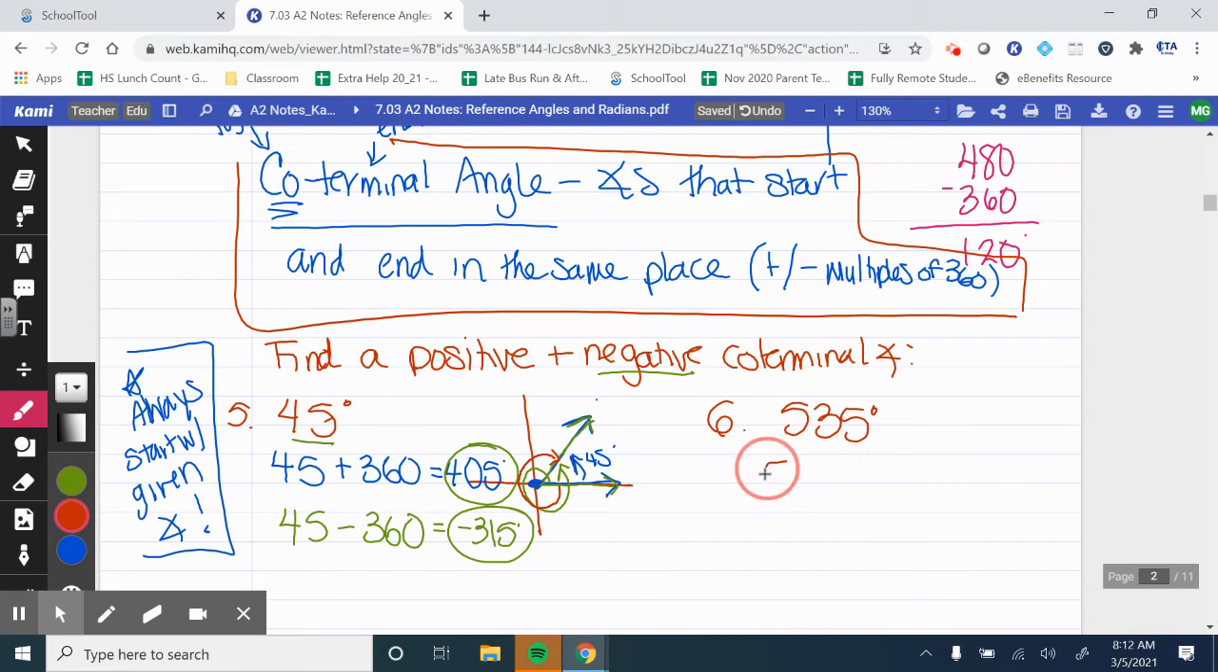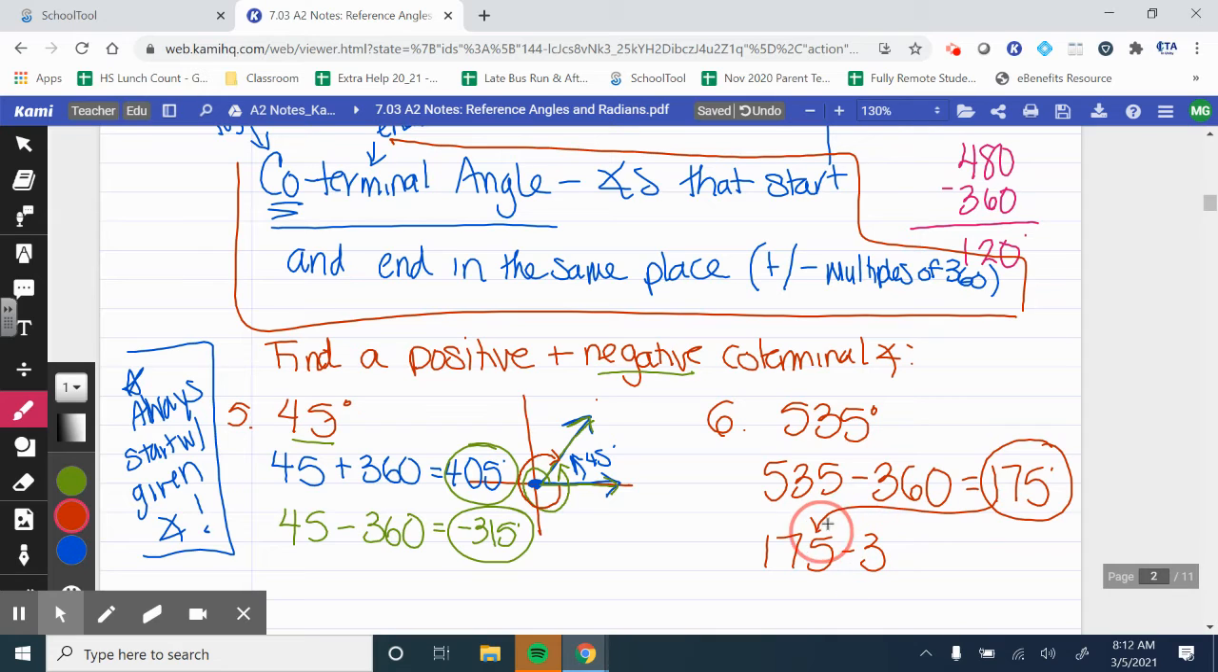All right, so again, always start with your angles. So if I do 535, I'm going to start with subtracting 360. So that gives me 175. So I've found a positive coterminal angle. I found it by subtracting, but it's still positive. So now I need to still find a negative one. So I'm going to take 175 and subtract another 360 from that. And that gives me negative 185. So now I found a positive and a negative coterminal angle.